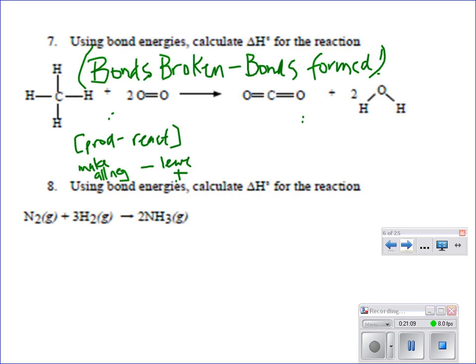How confusing is that? That's ridiculous. So instead of making us suffer, somebody came up with, just do bonds broken minus bonds formed. By doing that, the signs are taken out of it. All you have to do is leave them all positive, figure out what's broken, and figure out what's formed.